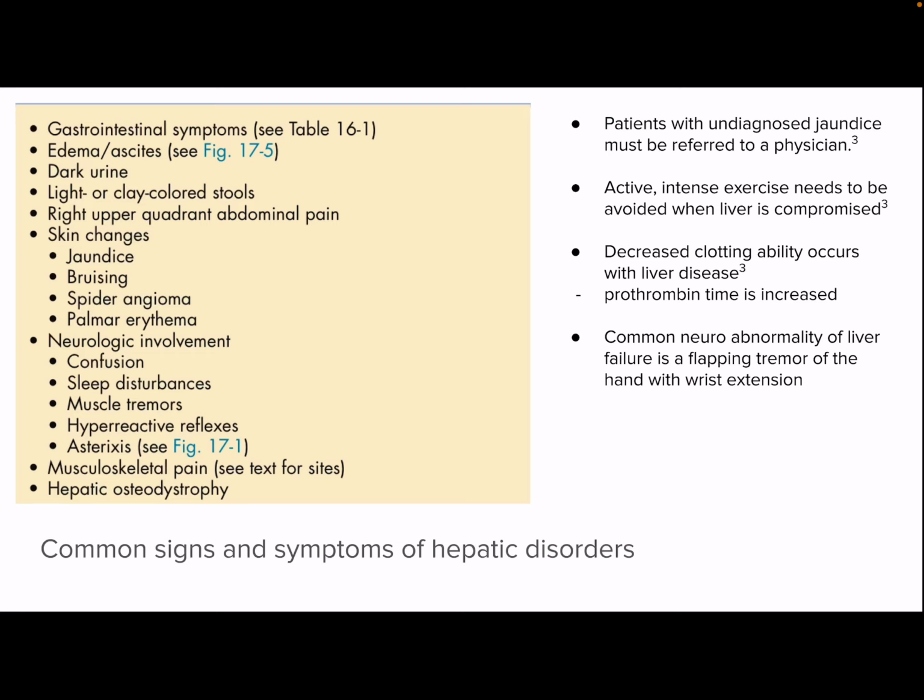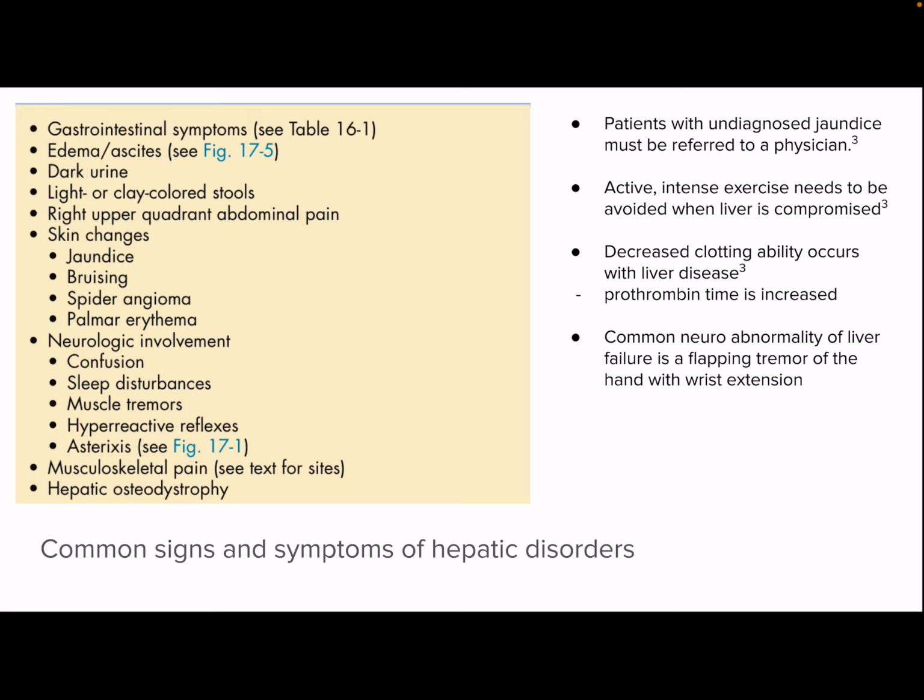So this yellow chart is out of the Goodman differential diagnosis, and I think the main things to take away from it are that if you see jaundicing, it's probably a liver condition, and patients with undiagnosed jaundice must be referred to a physician. Active intense exercise needs to be avoided when the liver is compromised.